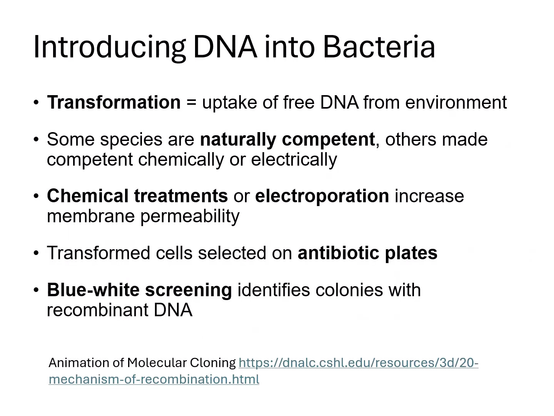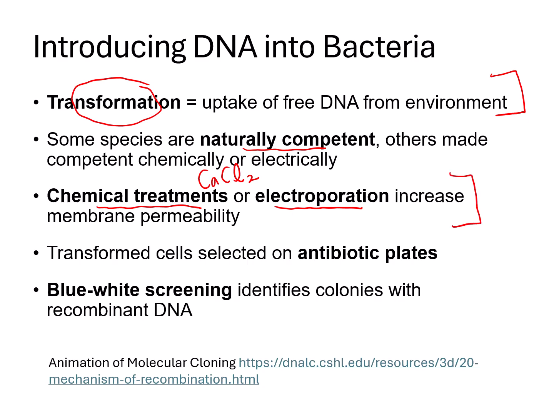So how do we get DNA into the bacterial cells? Turns out that we usually use transformation. So transformation is the main process of getting recombinant DNA into our bacterial cells. Remember that some species are naturally competent. They can take up DNA directly from their environment. But other species have to be made competent, either through chemical treatments. So in the previous lecture, we talked about calcium chloride, or we can give them electroporation, kind of a little electrical shock. Both of these will temporarily open up the cell membrane so they can take up that DNA.